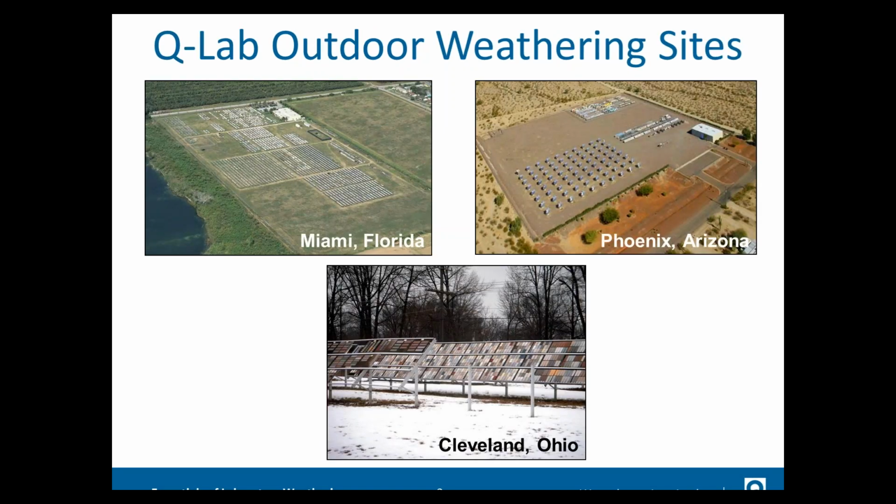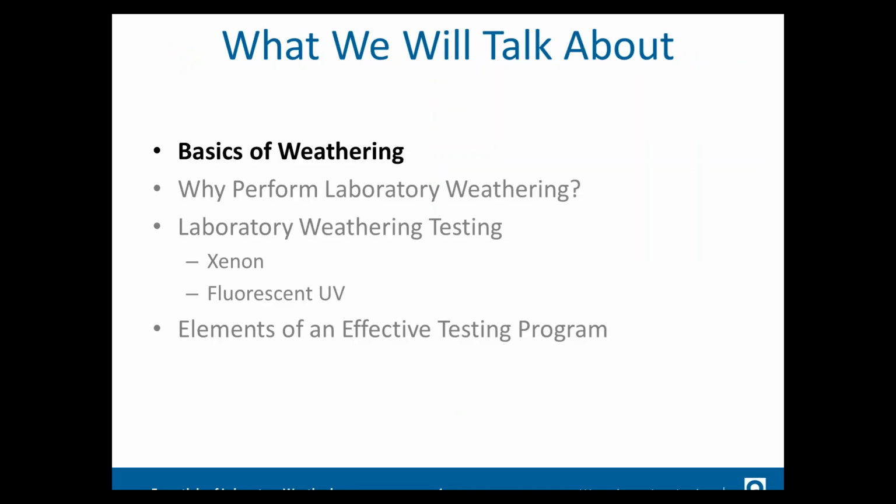Additionally, we have a number of outdoor and accelerated test labs. Our outdoor weathering sites are located in Miami, Florida, Phoenix, Arizona, and here in Westlake, Ohio. We also perform accelerated weathering testing at our Miami, Florida location and our German office. Now, you might be asking, why do we have sites at Miami and Phoenix? We'll talk about that as we get further into the presentation. You'll understand the importance of those sites when it comes to outdoor testing.